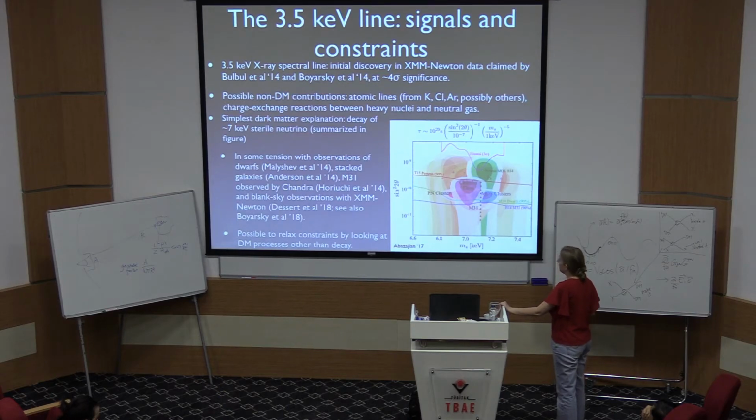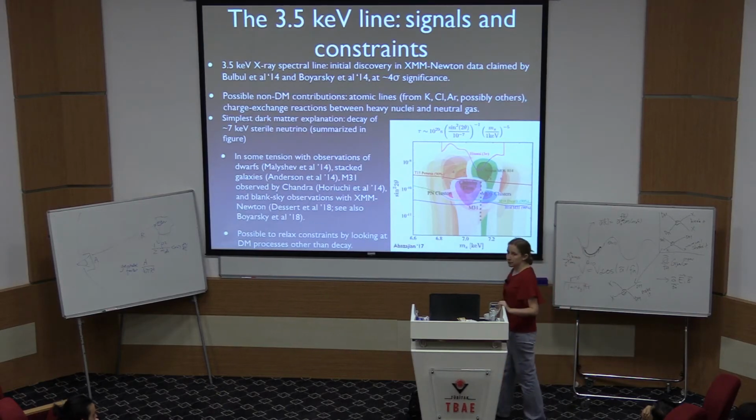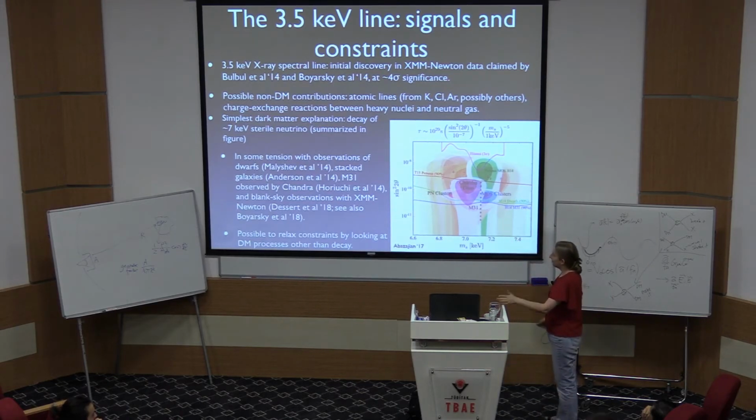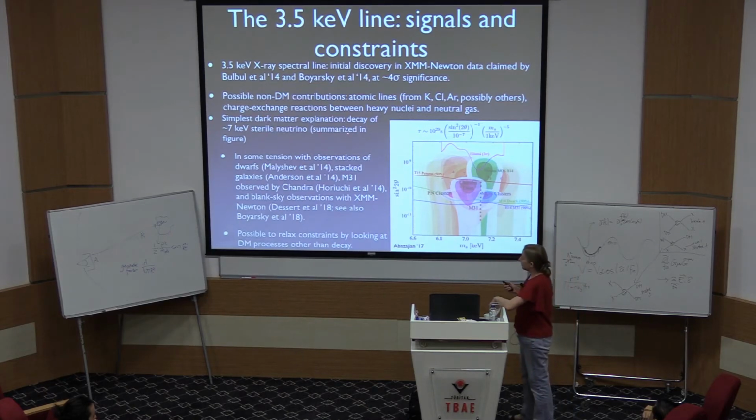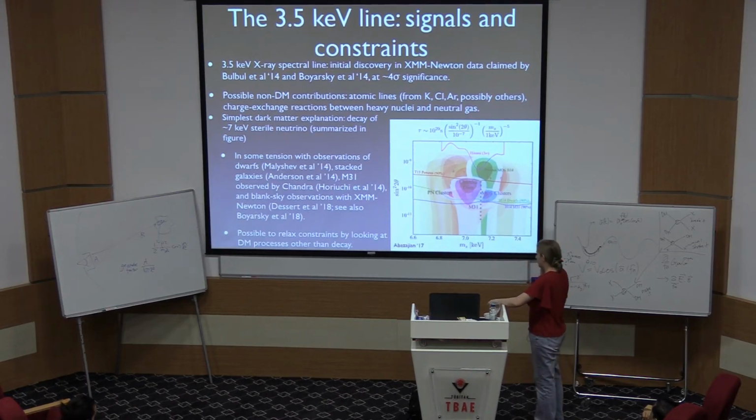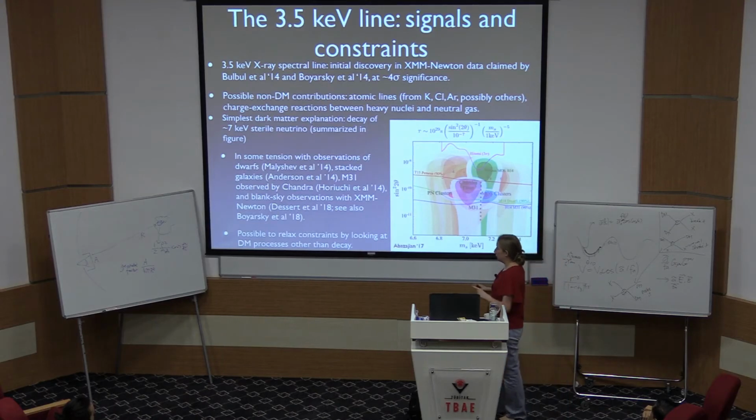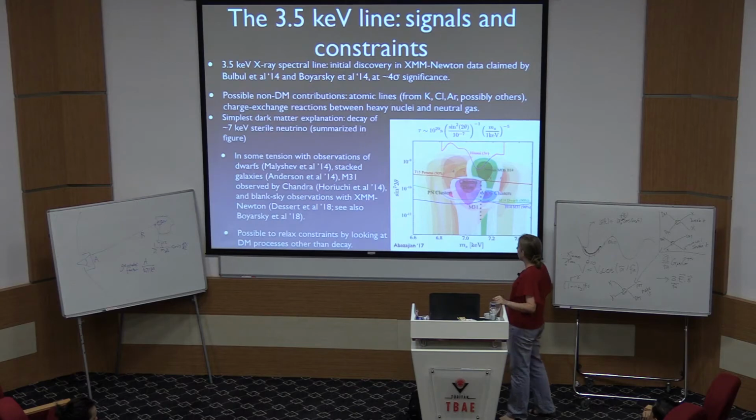If you ask what this could be if it's not dark matter, there are some atomic lines in this broad energy range. There are arguments that these atomic lines are probably somewhat subdominant, but there are uncertainties there. The simplest dark matter explanation is that we're looking at some kind of sterile neutrino at a mass of around 7 keV, in which case it would be decaying to a 3.5 keV photon and a 3.5 keV neutrino.